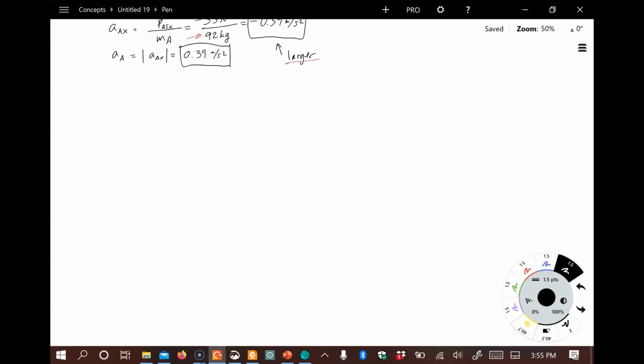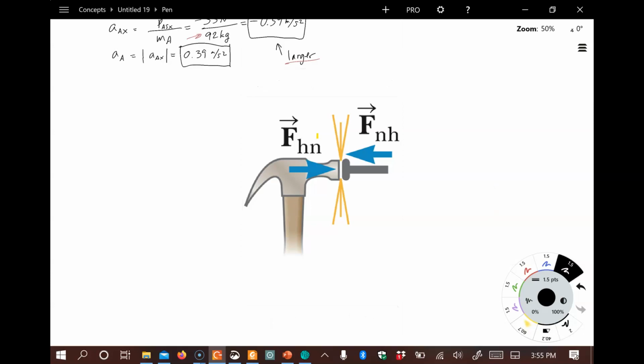Consider, for example, something like a hammer striking a nail. It seems like the hammer's doing all of the hitting, all of the force, but according to Newton's third law, these two force arrows, both of these guys have the exact same strength, and in the opposite direction. So even though the nail's taking the brunt of it, it pushes back just as hard on the head of the hammer as the hammer does on it.